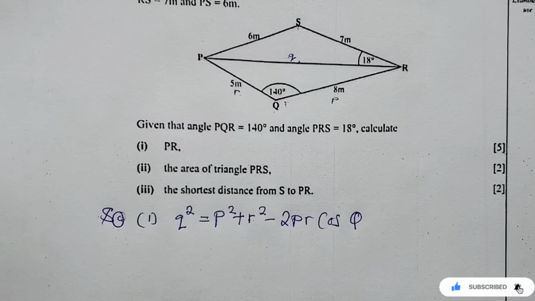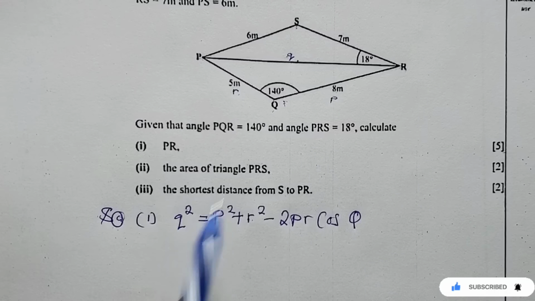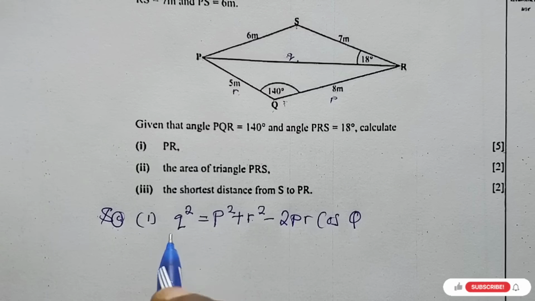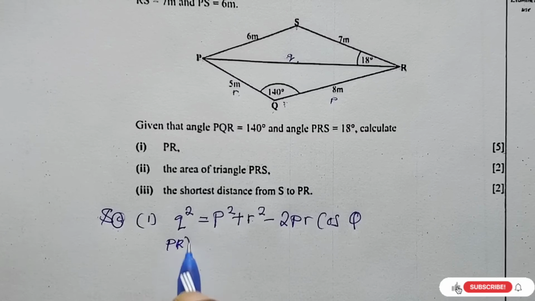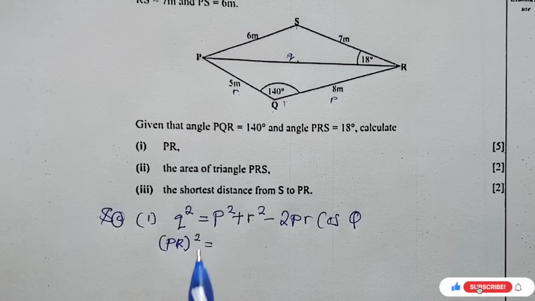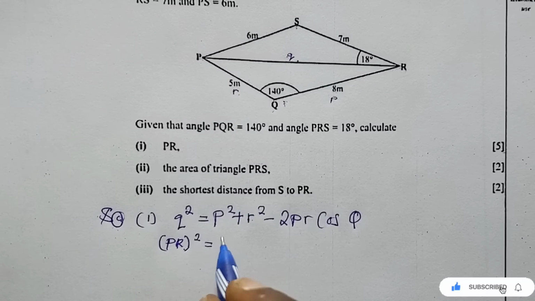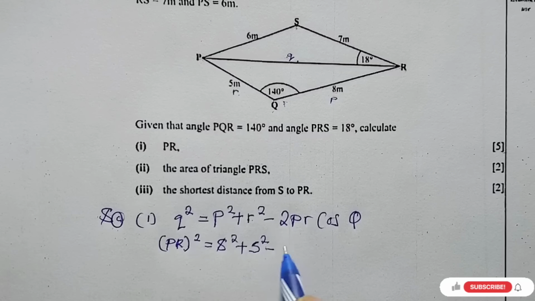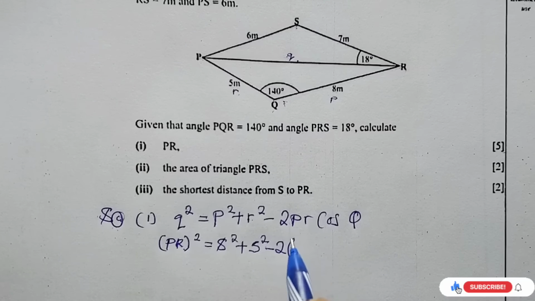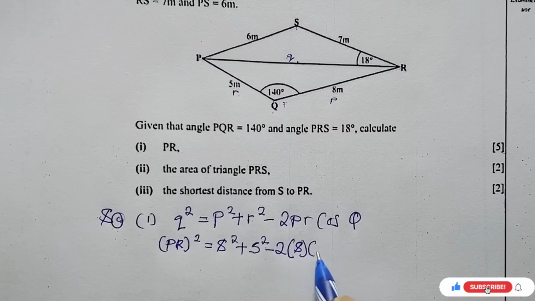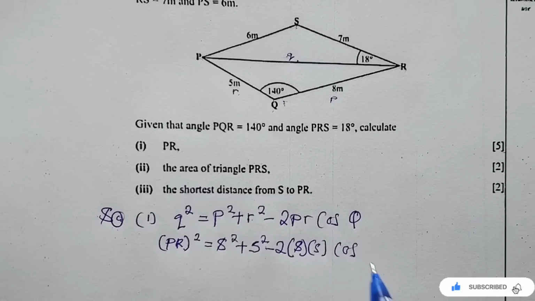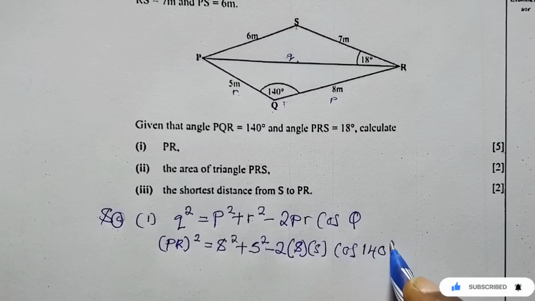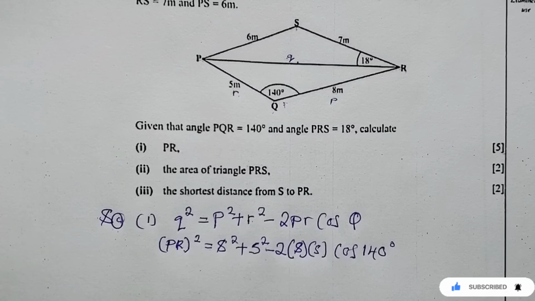Then it's just a matter of substituting. Q is PR. So I'm going to say (PR) squared is equal to, what is the value of P? P is 8, so it will be 8 squared plus R is 5, 5 squared, minus 2 times 8 times 5, cos the angle, which is 140 degrees. It is very simple and straightforward.